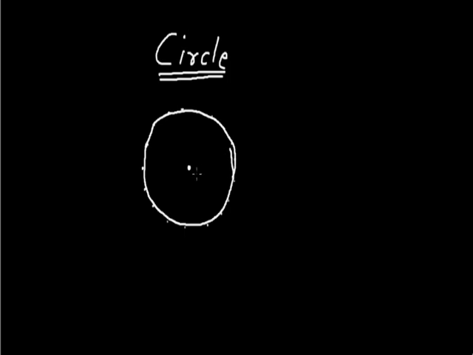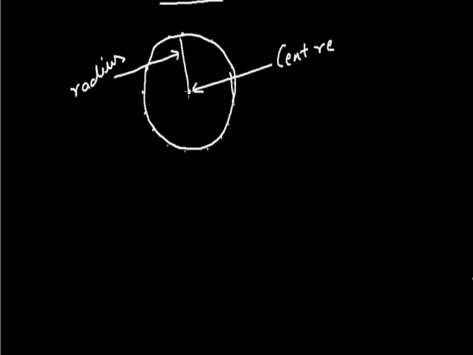This fixed point is called the center of the circle, and the fixed distance from this fixed point is called the radius of the circle. Generally, the center of the circle is represented by O and the radius by R. Let's say there is a circle C with center O and radius R.